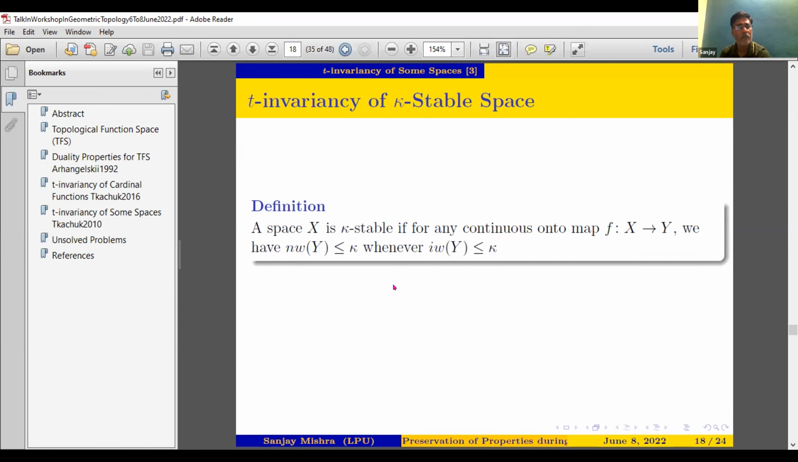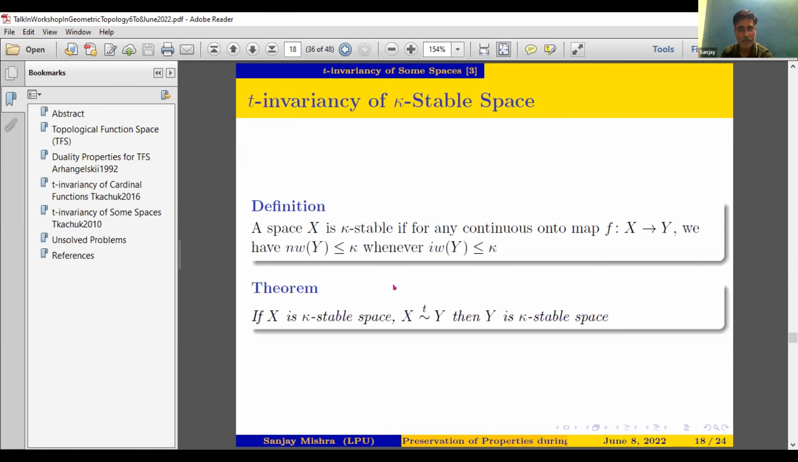Similarly, the kappa-stable space. A space X is kappa-stable if for any continuous map from X onto Y, we have the network weight of Y less than or equal to kappa whenever the i-weight of Y is less than or equal to kappa. Such a space is called a kappa-stable space, and it is also T-invariant.